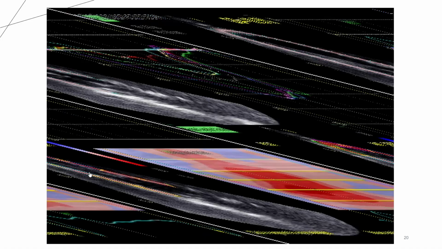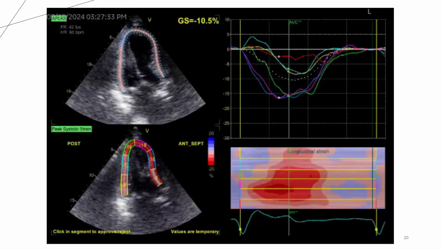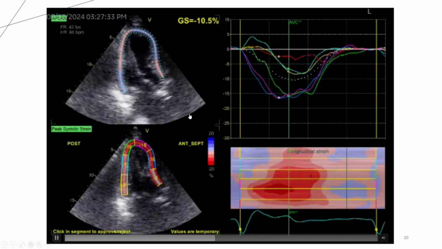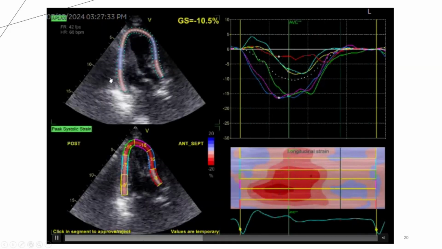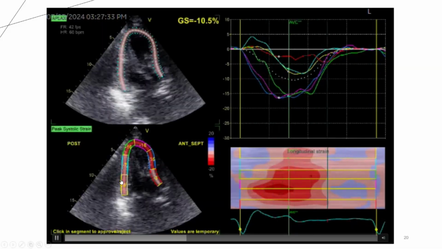Now, for the last image, I want to show what we call strain imaging. Now, I know this is a very confusing image, and I wouldn't have time to explain everything about it, but I just want to give you a general notion that this is a measure of the movement of the heart, but in a very particular way.